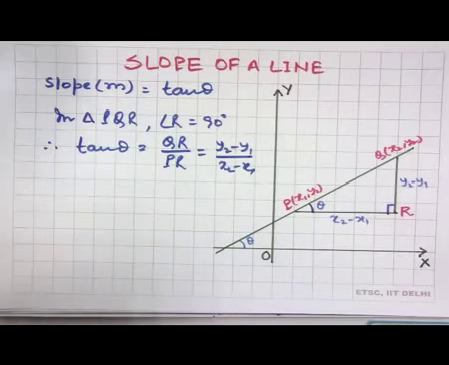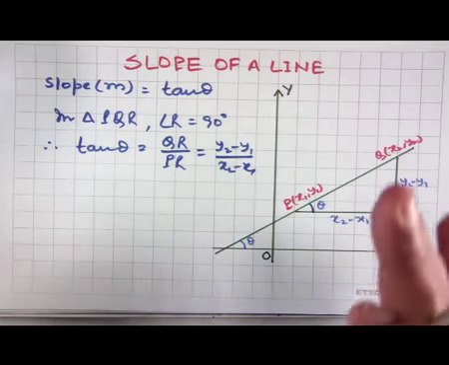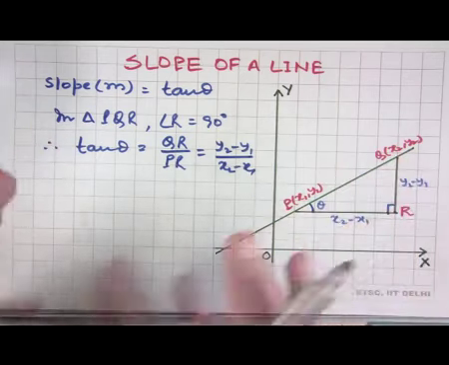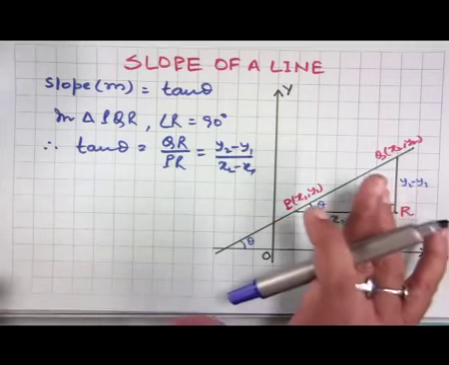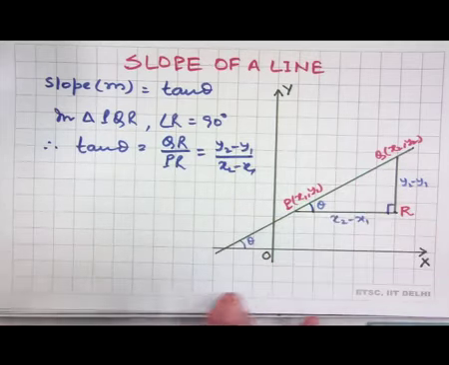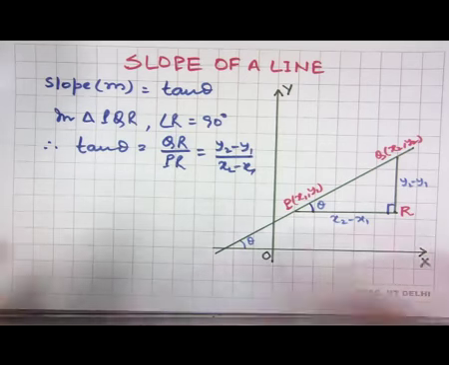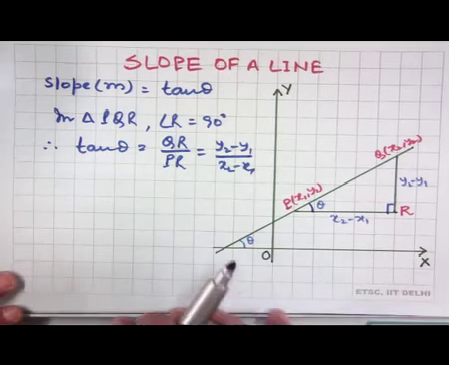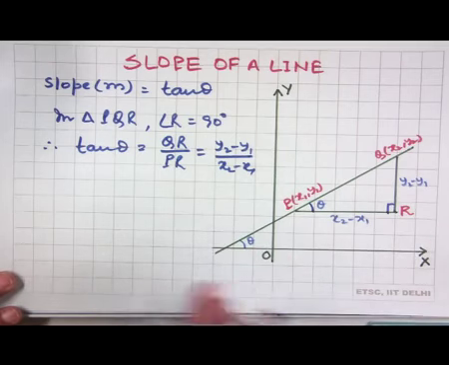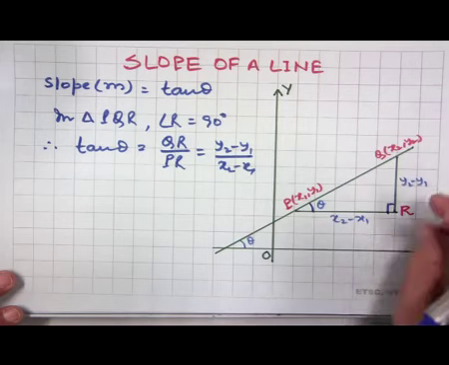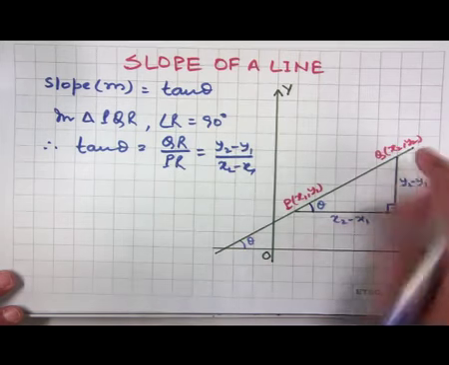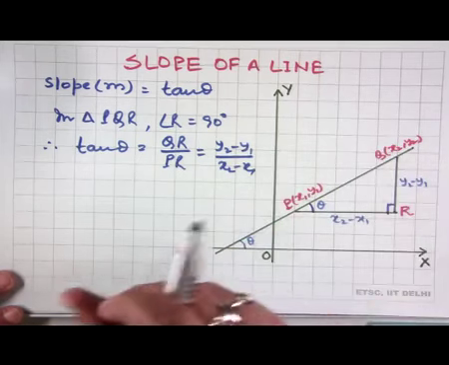In this way we can find the slope of a line which passes through 2 points. That means difference of ordinates by difference of abscissa. When a line passes through 2 points, the slope of that line is the ratio of the difference of ordinates by the difference of abscissa.